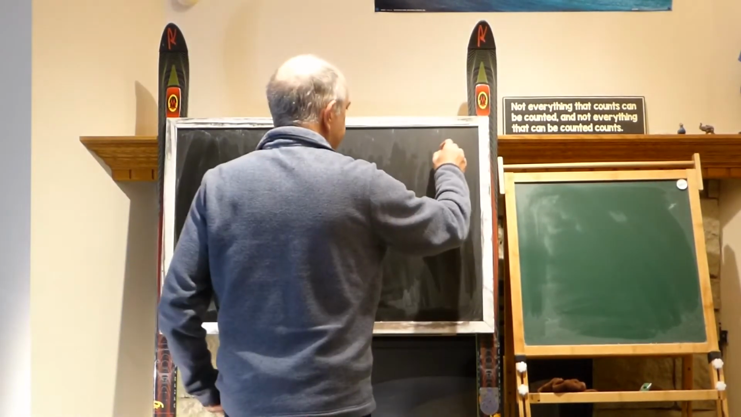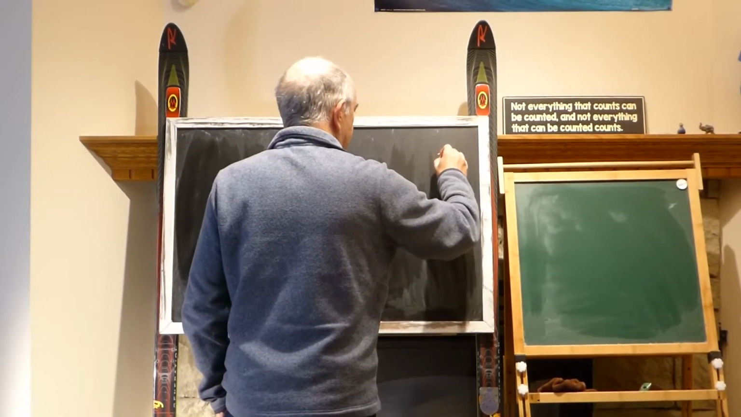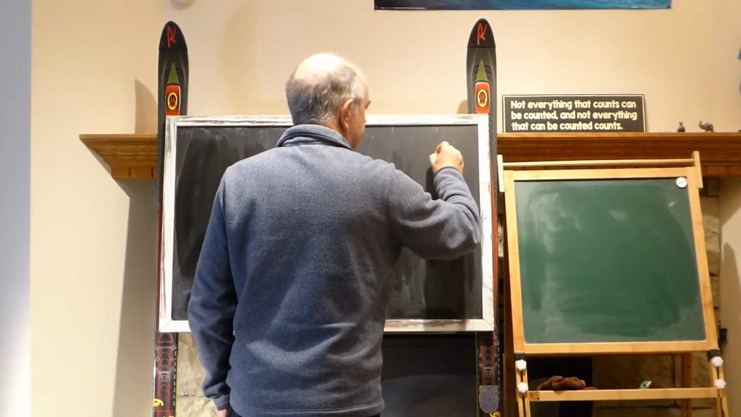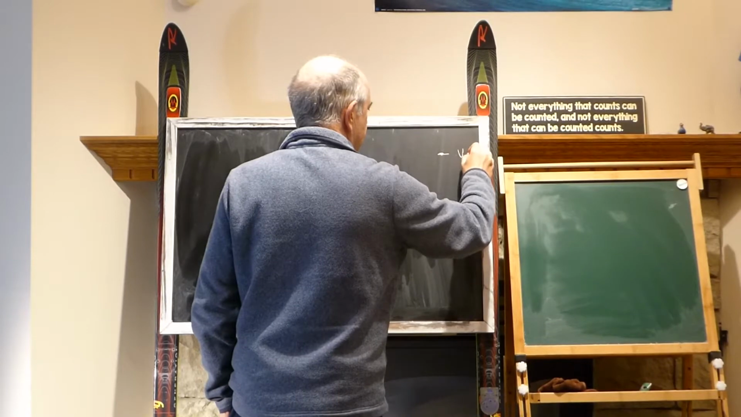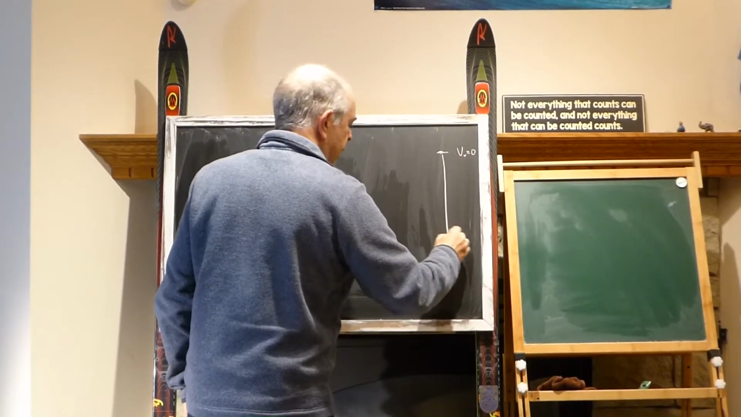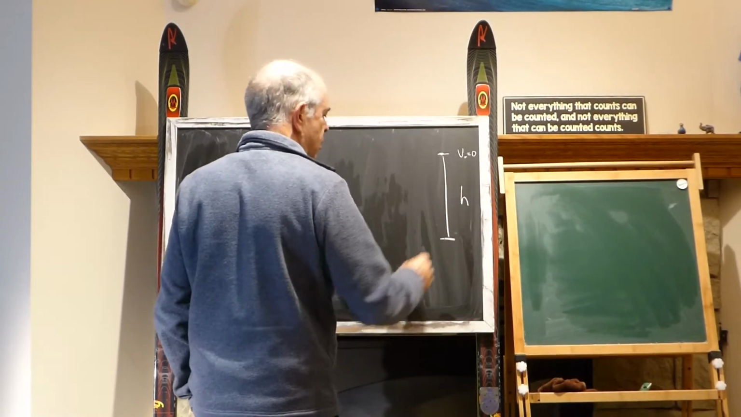So we have a free fall body, and it starts with zero speed, v0 equals 0, and it covers some distance h.